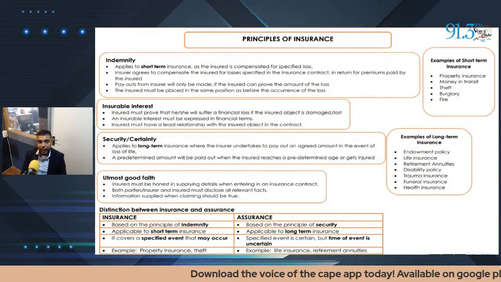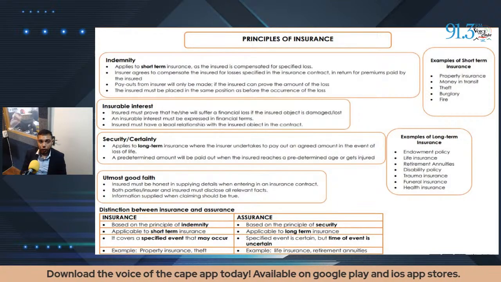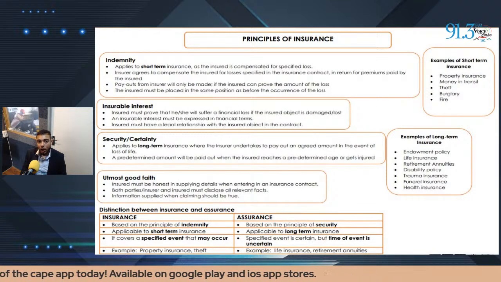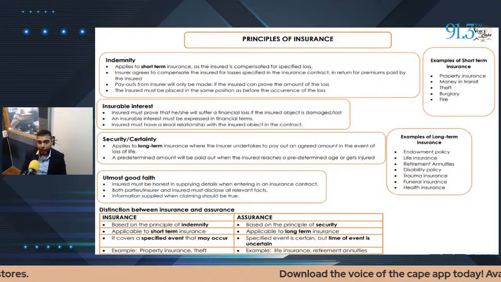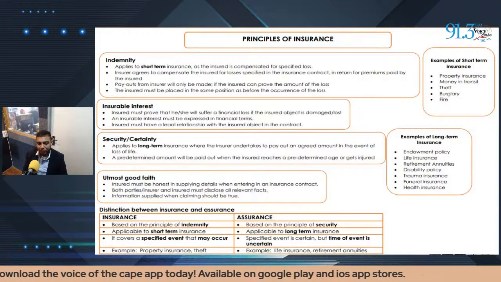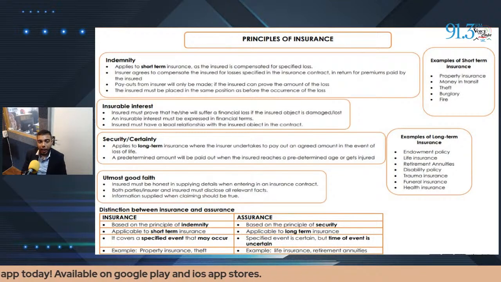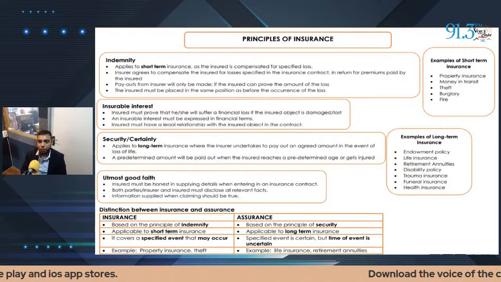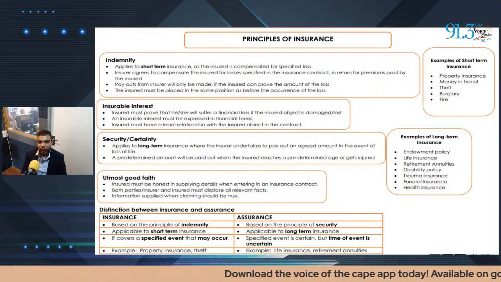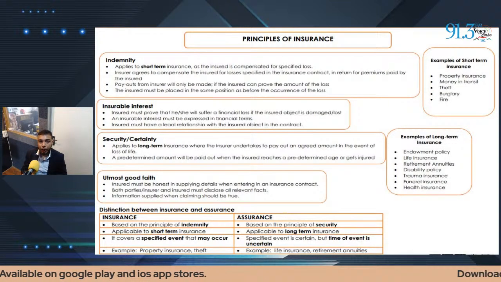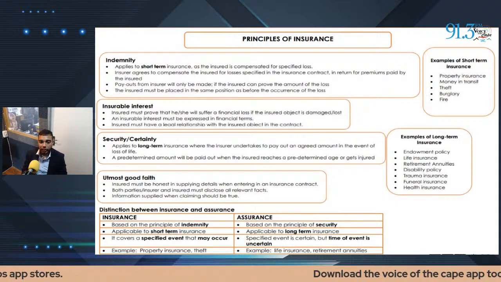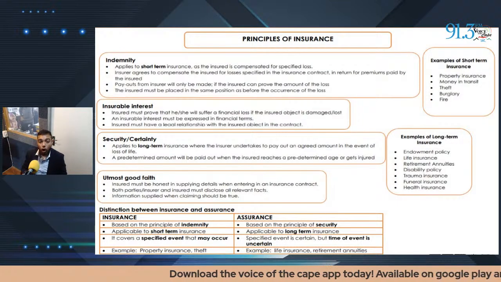So, security or certainty applies to long-term insurance. Long-term insurance, where the insurer undertakes to pay out an agreed amount in the event of loss of life. A predetermined amount will be paid out when the insured reaches a predetermined age or gets injured. So once you take out life cover and you reach the age of 65 or 60, you get paid out because our lifespan now is at the age of 70 years old. If you do die before that age, then the amount that you've been paying all the time goes to your next of kin.